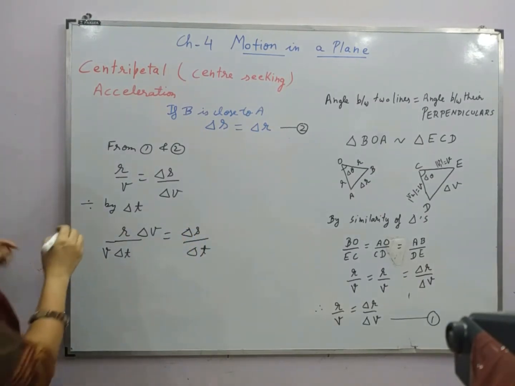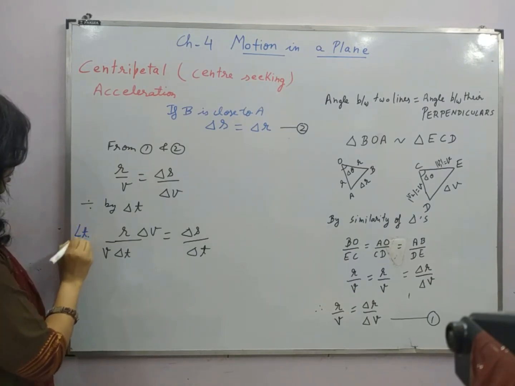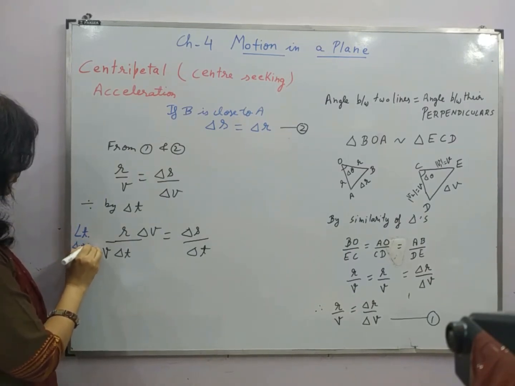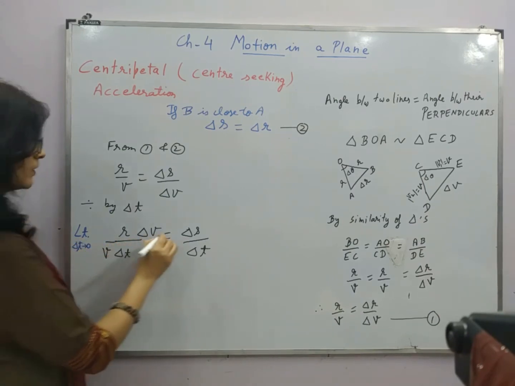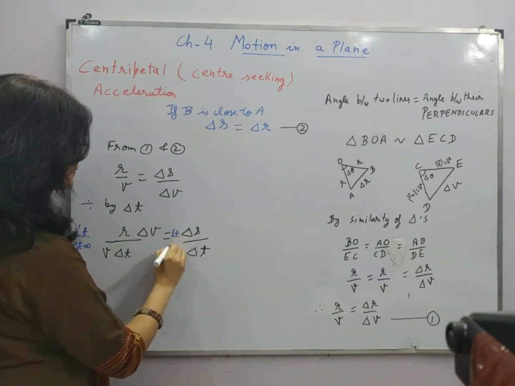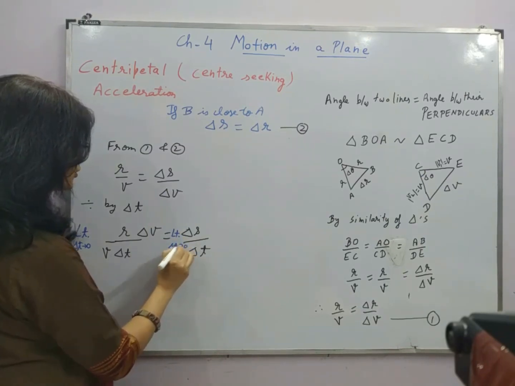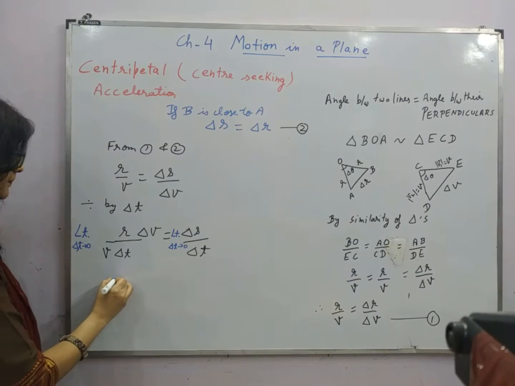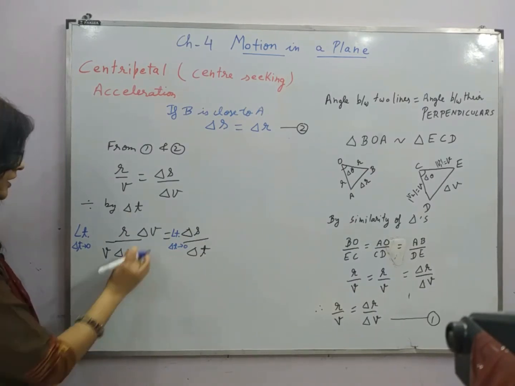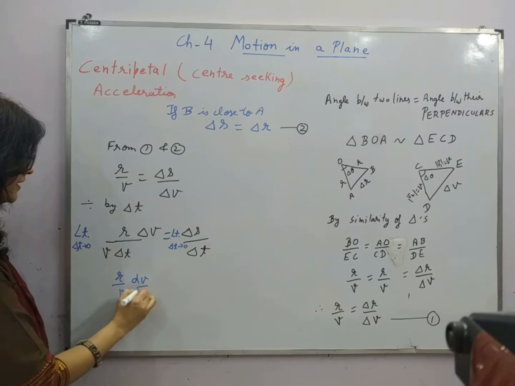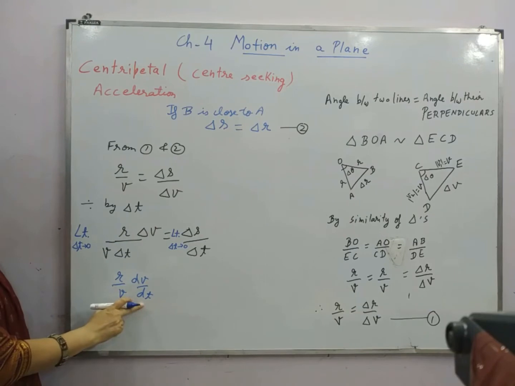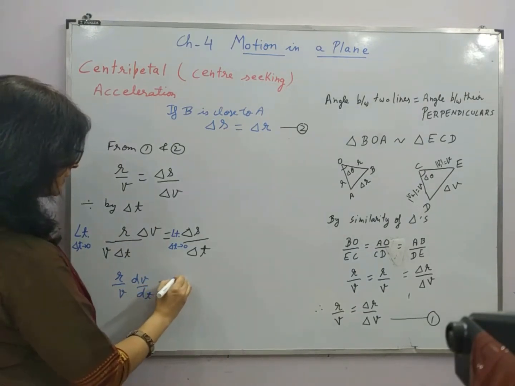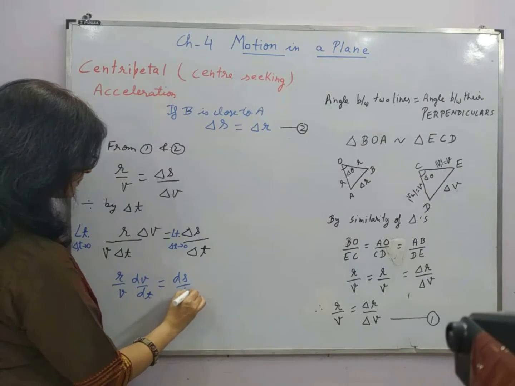We can apply the limits. So I am applying the limit delta T tends to 0. So here also limit delta T tends to 0. So this I can write R upon V dV by dt, because I have applied the limits. R upon V as it is, delta V upon delta T can be written as dV upon dt now, and this can be written as ds upon dt.